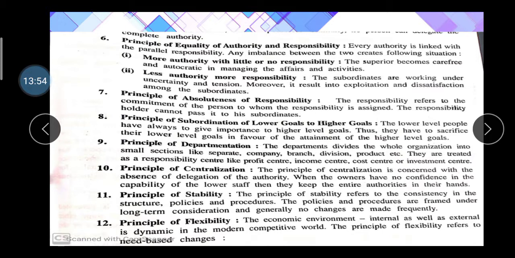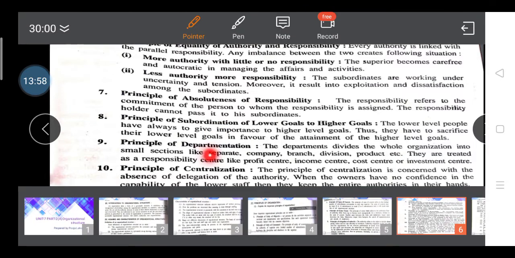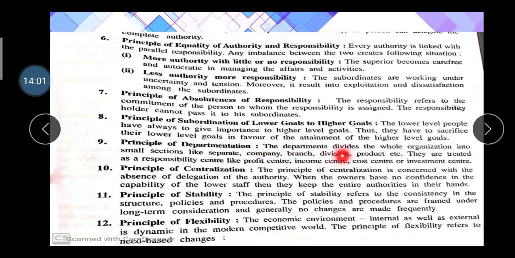departmentation. The department divides the whole organization into small sections like a separate company, branch, division, product. So you can divide your organization into departments. They are treated as responsibility centers like profit center, income center, cost center, and investment center. If it is the production department, it is an investment center, where you have to invest your money in different machineries and raw materials.